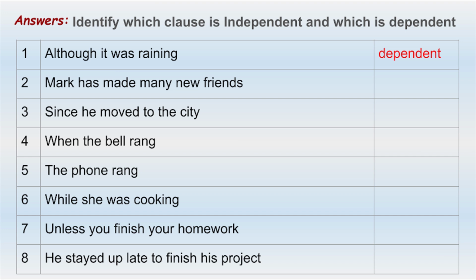Number 2, Mark has made many new friends. This clause expresses a complete thought. It would not leave you confused if expressed to you. So this is an independent clause.